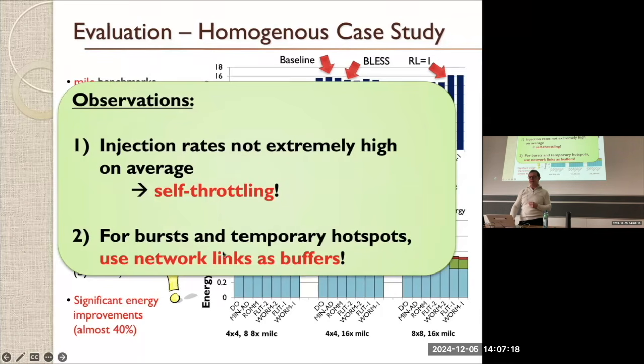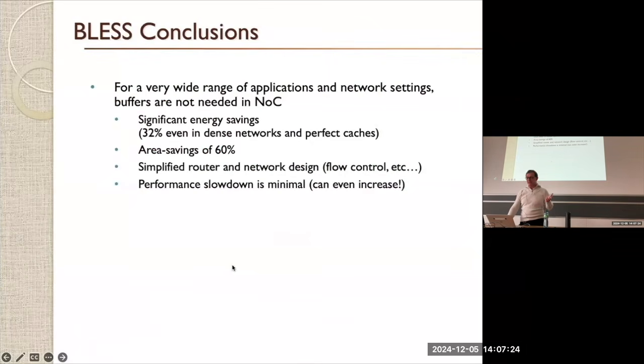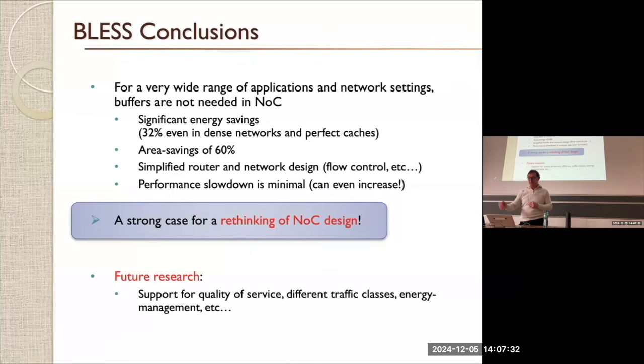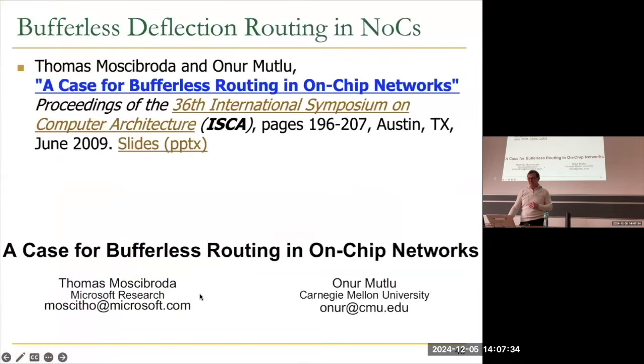Okay, so basically, for bursts and temporary hotspots, you can use network links as buffers. Okay, these are the conclusions. I will not go through this, but essentially, our goal was to make a strong case for rethinking of network on chip design. And future research, this is what we envisioned.